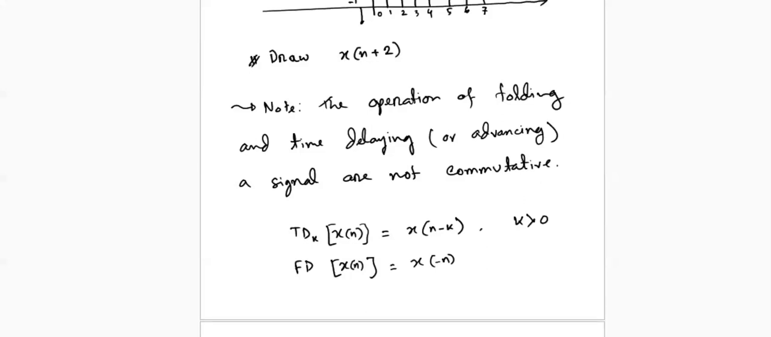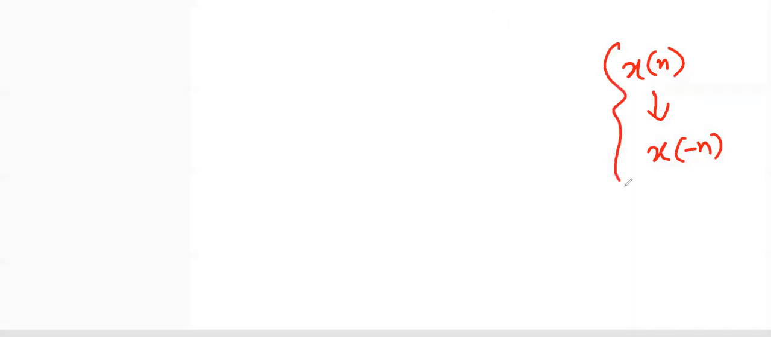Okay, we can also have the folding operation. What is the folding operation? I'm not sure whether we have told it or not. So we have x[n]. If we want to fold it, that is x[-n]. This is called the folding operation. You can fold it. So what does this mean? How can we represent the folding operation? Okay, this is the equation.